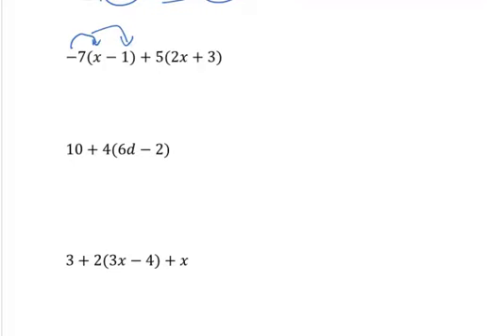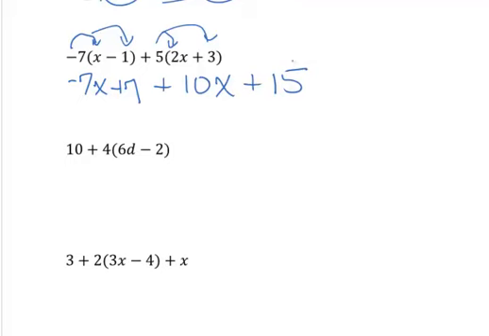So negative 7 times x is a negative 7x. Negative 7 times a negative 1 is a positive 7. Draw my arrows here as well. So 5 times 2x is going to give me a 10x. And 5 times 3 is going to leave me with a 15.